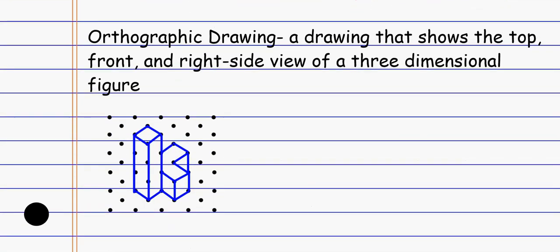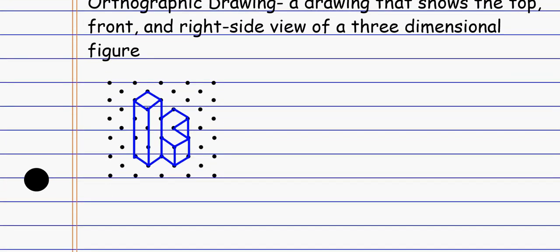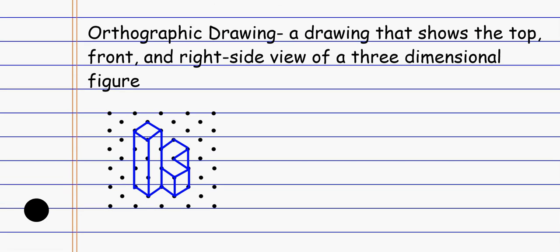The last thing we're going to talk about is an orthographic drawing. An orthographic drawing is when we take an isometric drawing, that three-dimensional shape, and we draw it from different angles so that we can visually show it in two dimensions from a couple different perspectives, okay?